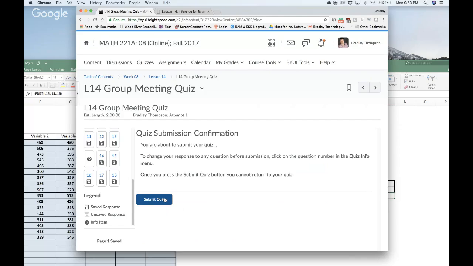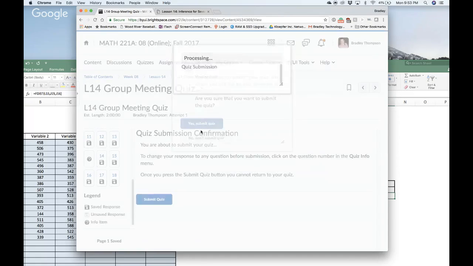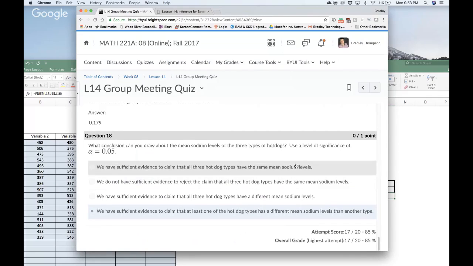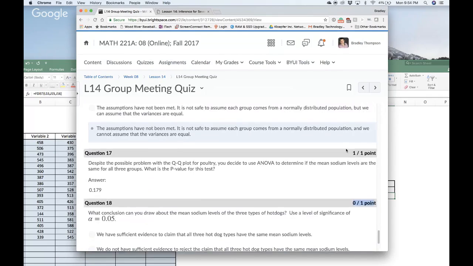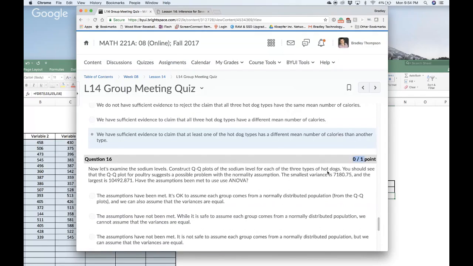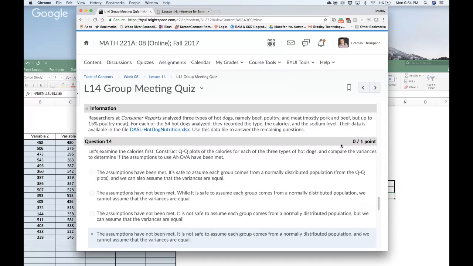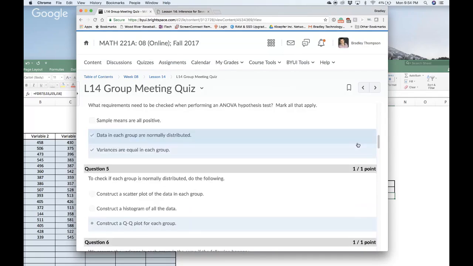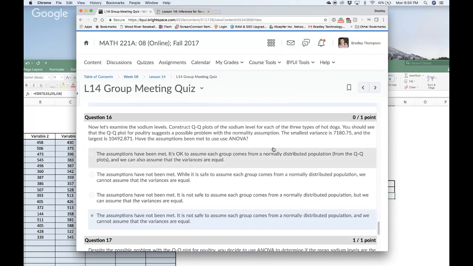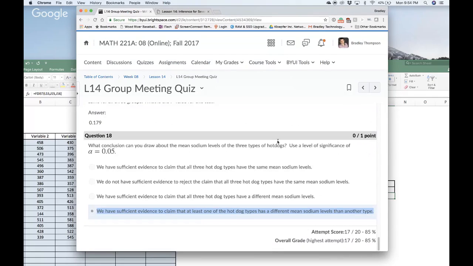Yeah, I'm going to submit and see where we're at. See if we bomb it. 85. So we missed the last one. We missed 16, and we missed 14. So go back to the last one. I answered the bottom one. So it's not the bottom one. And it's not the bottom one for 14, 16, or 18.